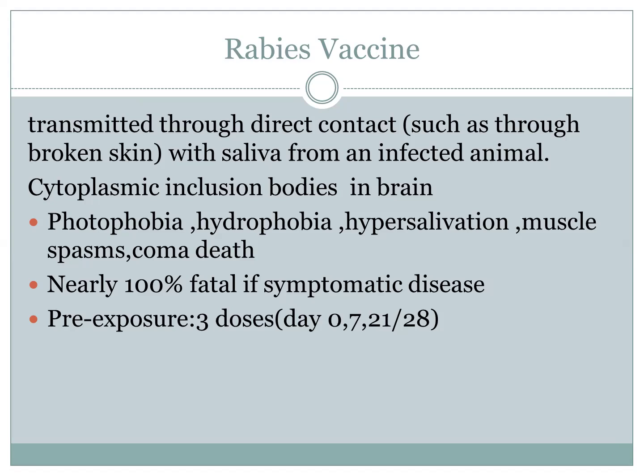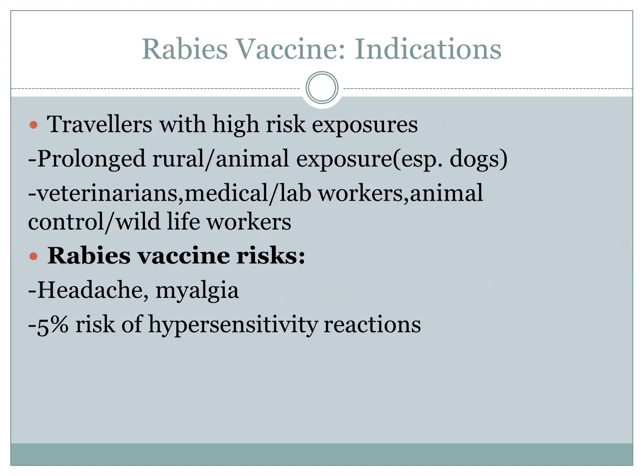So prior to rabies virus exposure, 3 doses are recommended on days 0, 7, and 21 or 28. Then, who should get the rabies vaccine? Travelers with high risk exposures, prolonged rural animal exposure, vets, lab workers, animal control, and wildlife workers. Then there are vaccine risks, for example, headache, muscle pain, and hypersensitivity reactions.